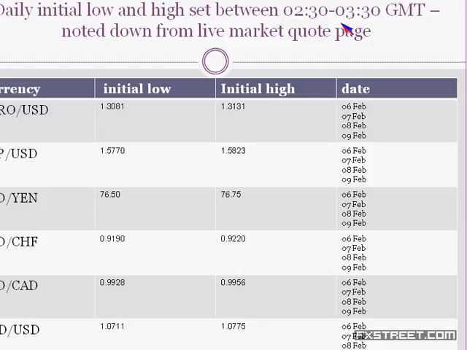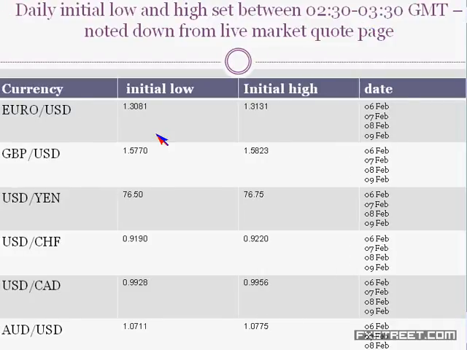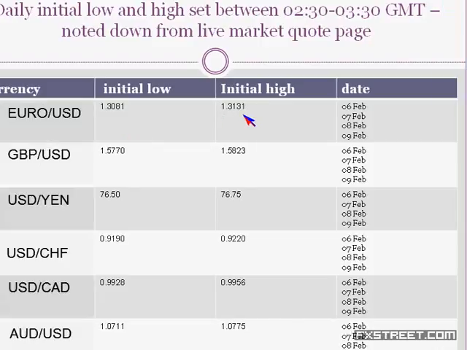Then with regard to the initial lows and the highs, we noted down around 3:30 GMT. Euro formed the low 1.3081 and it is still closer to that but not breached. Probably they may make a false move up to that during the late Japanese session around 6:30 GMT and firm up. Then the initial high is 1.3131, which is also not breached.